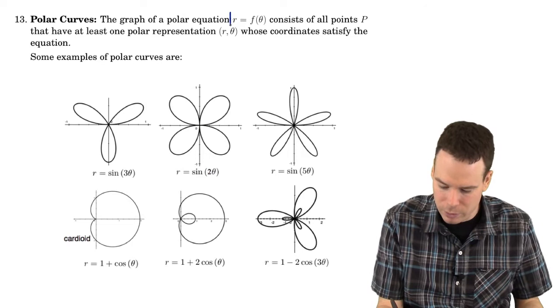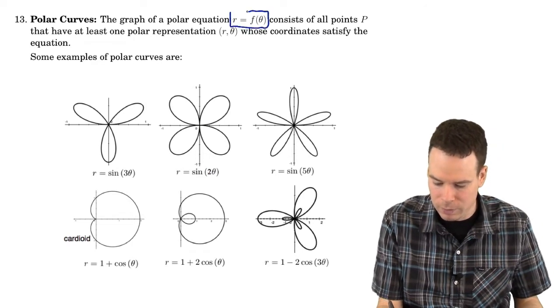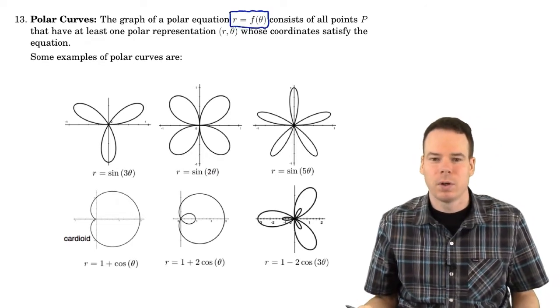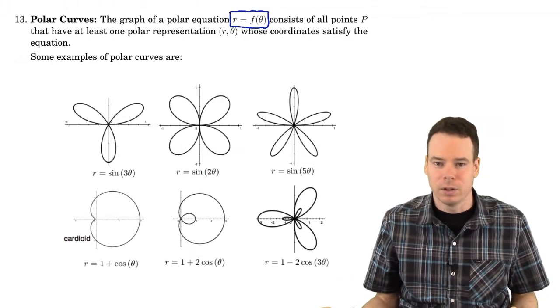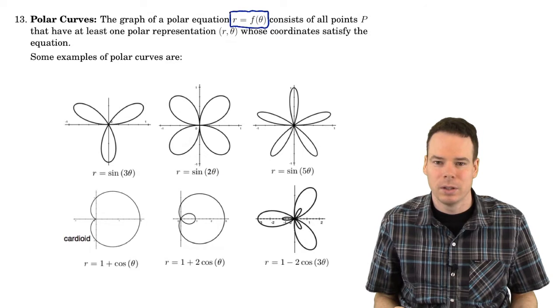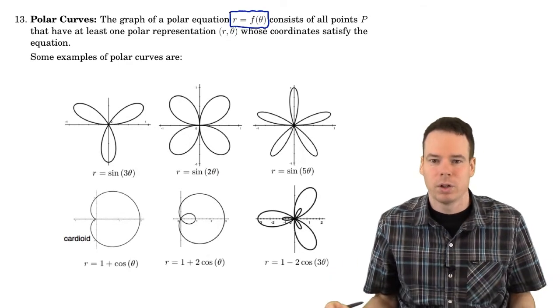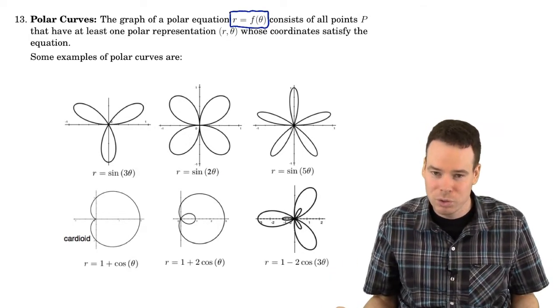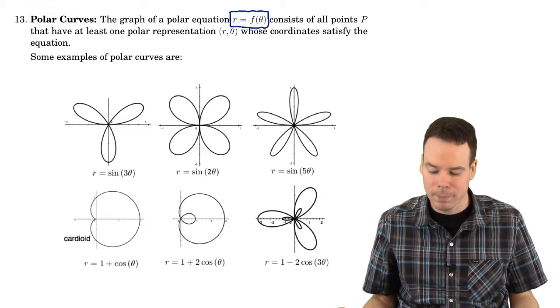Well, if we consider an equation, something like r equals f of theta, and we ask for what are all the points that satisfy that equation? What are all the r and theta values that satisfy that equation? That'll construct a curve. And we're interested in trying to plot these things now.